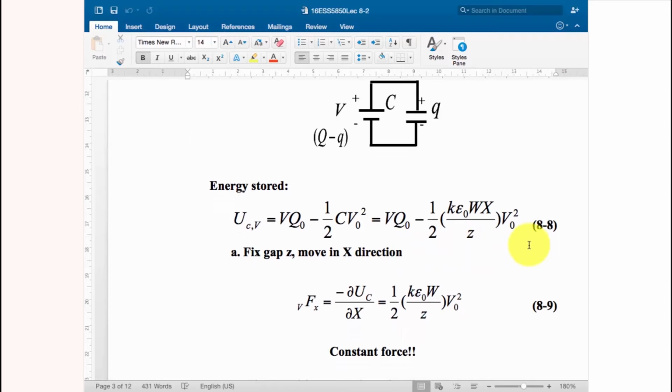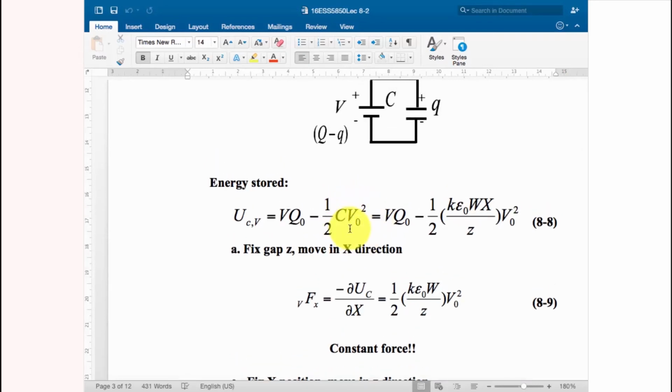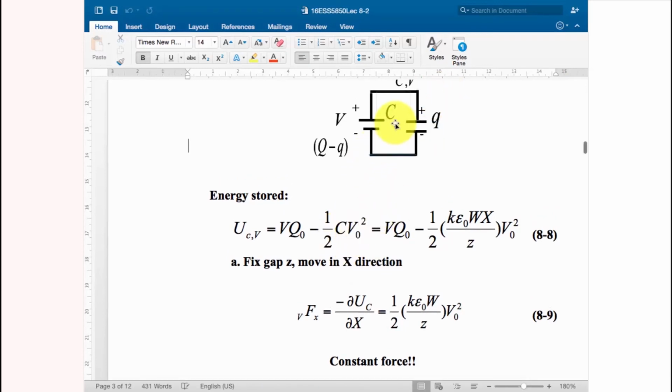So now we consider two operation modes as before. The first one, we fix the gap. We fix the z, moving in the x direction. So remember now it's VQ minus 1/2 of CV squared. Now we are not replacing the V with the charge here, because the voltage here has been supplied by the battery. So the battery here is always constant. Okay, so that's why we leave the voltage here. We don't change that into the charge, the small q. Okay, in this operation mode, the voltage is constant.